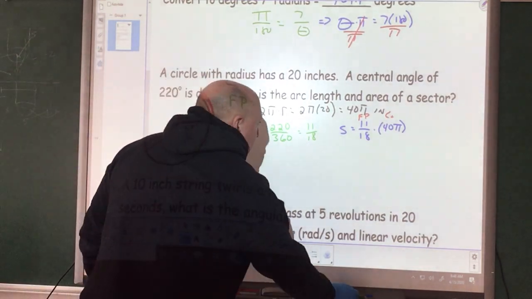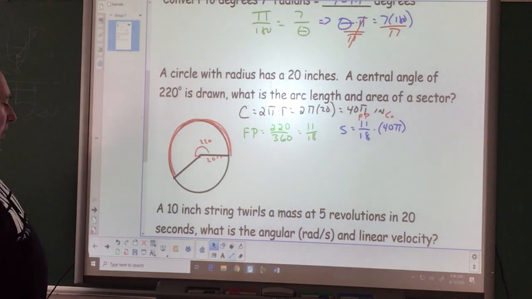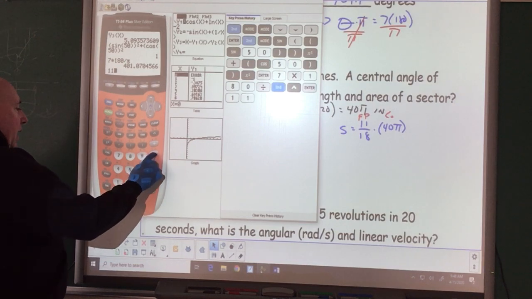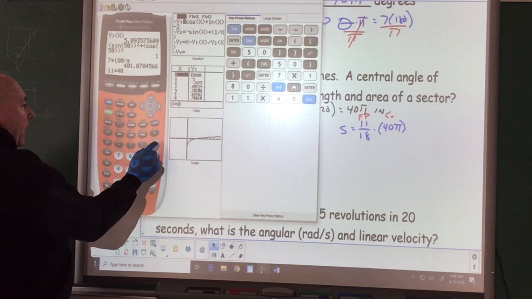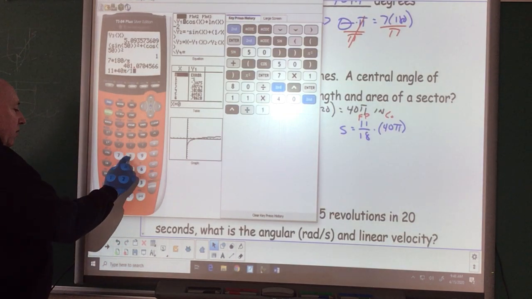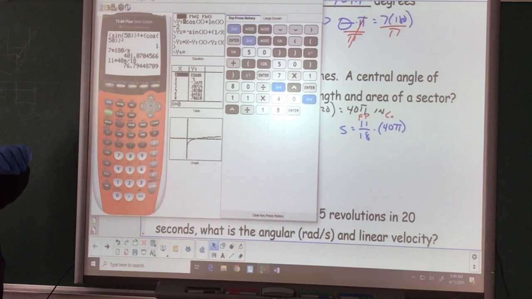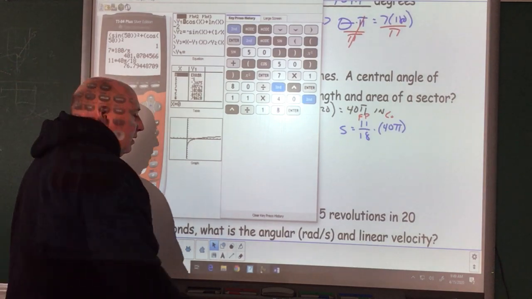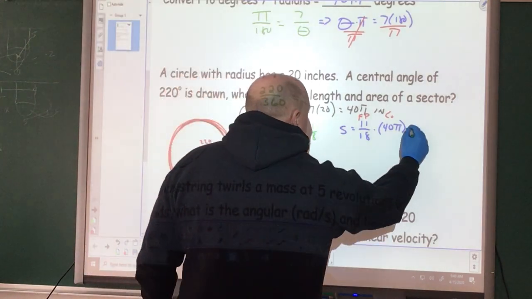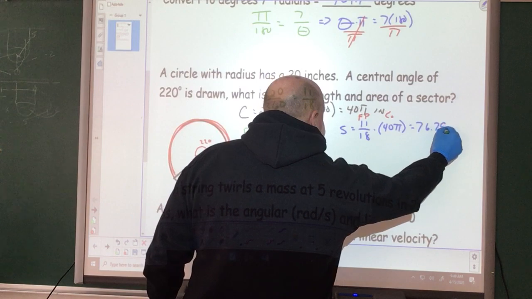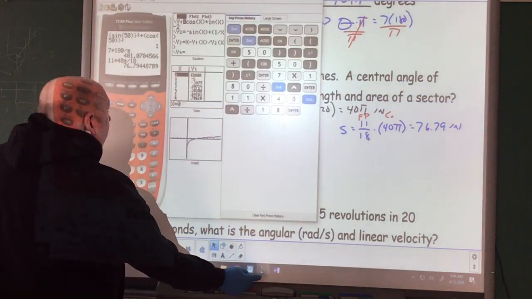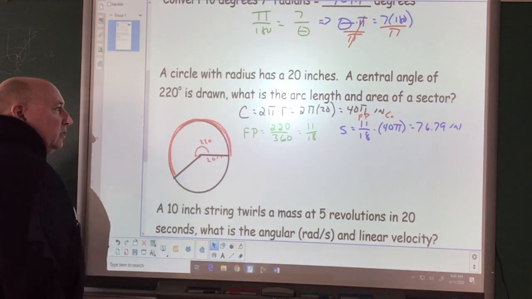So if we want to, we can clickety-clack that through our calculator. We have 11 times 40 pi, and we're going to divide that by 18, and we get 76.79 inches. Make sure you get your units there. Make sure you deal with your units, 76.79 inches.